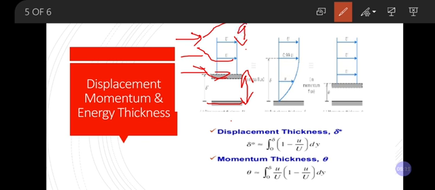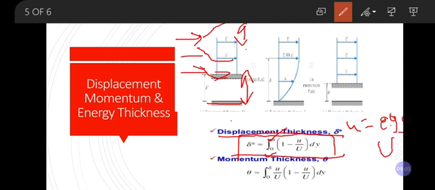It is denoted by delta asterisk. Its formula is also given to us. As this theory is applicable only within the boundary layer thickness, its limits are from 0 to delta. It is given by the integration from 0 to delta of 1 minus small u upon capital U dy, where small u is the velocity in the boundary layer and capital U is the mainstream or free stream velocity. Small u is generally taken as 0.99 into capital U.